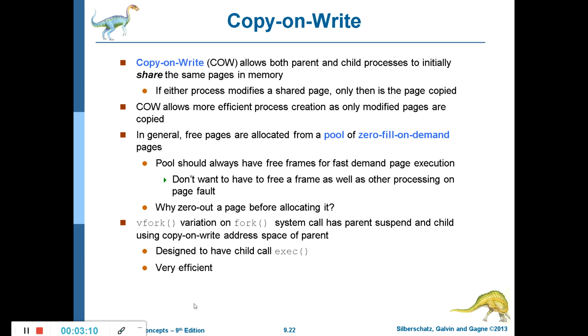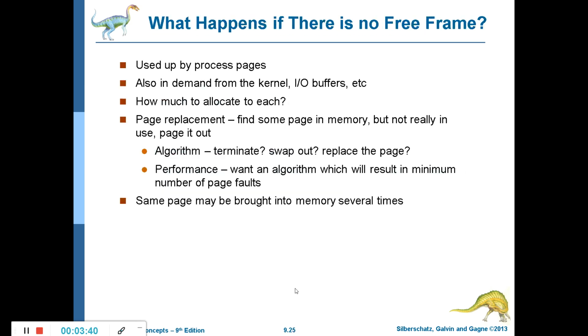Next, vfork, a variation of fork. We know fork is basically used to create a new process. The vfork system call has the parent suspend and the child use the copy on write address space of the parent. It is designed to have the child call exec. We have already studied the difference between fork and exec, and this is very efficient.